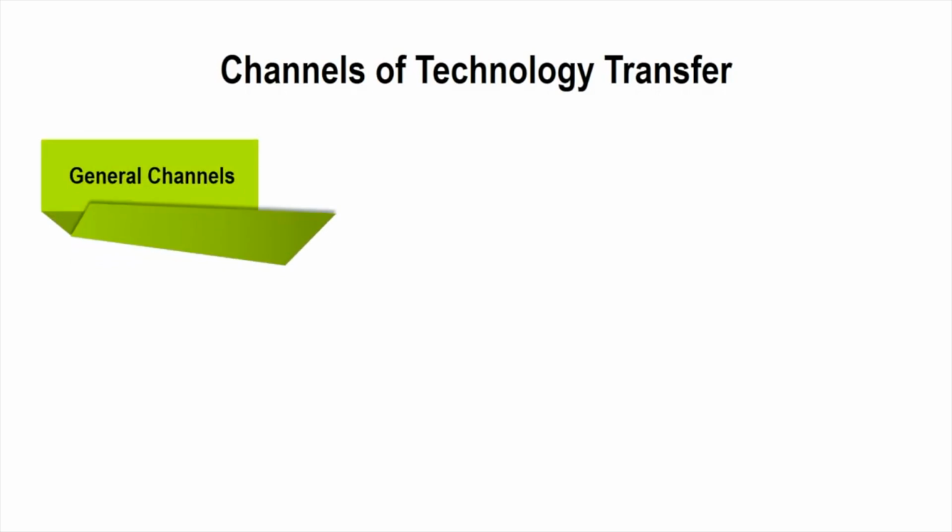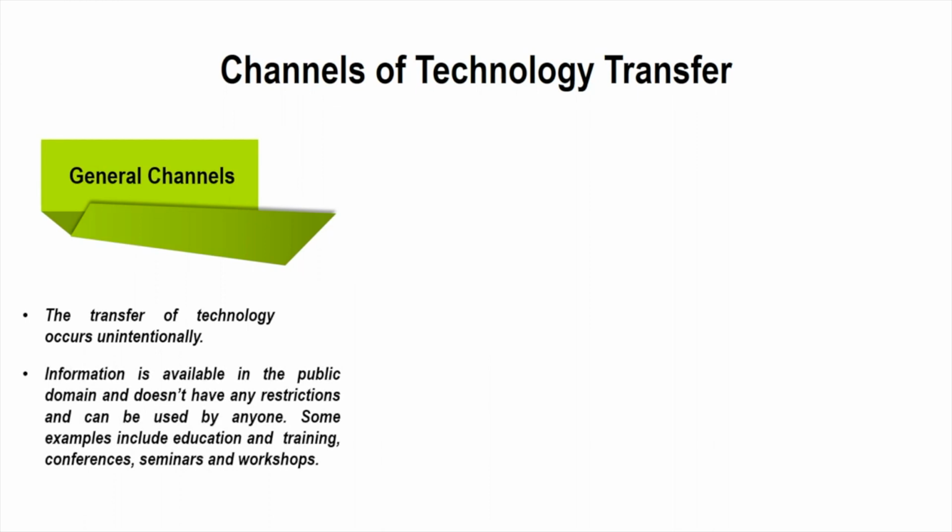Now, let us understand the various channels of technology transfer. The first one is journal channels. The transfer of technology takes place in this case unintentionally. That means the information is available in the public domain, it is not restricted and can be used by anyone. For example, in case of education, training, programs, seminars and workshops. So, the information we are obtaining is free and anybody can use it.